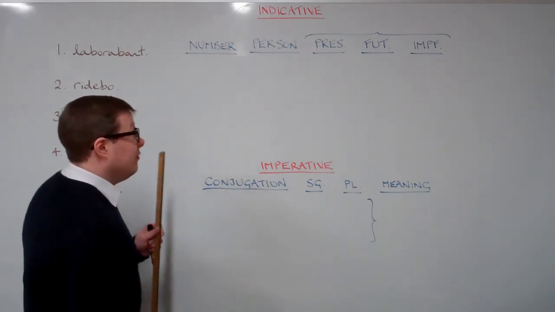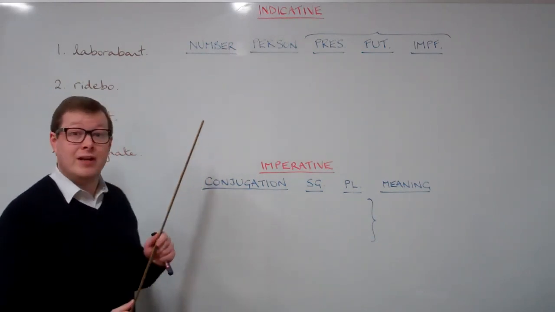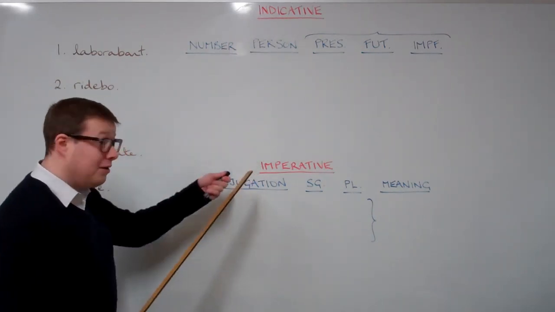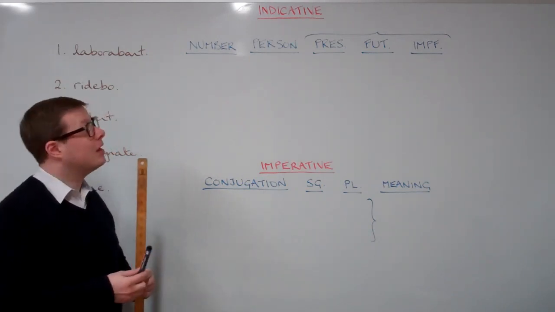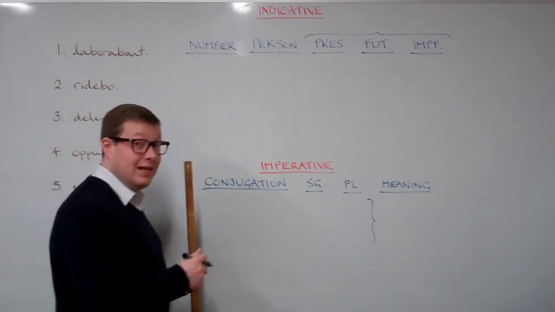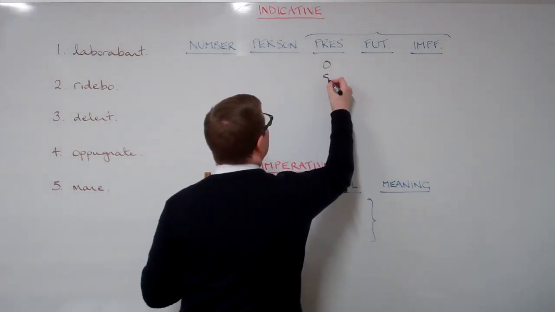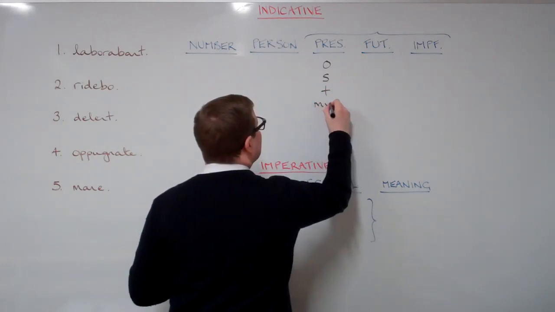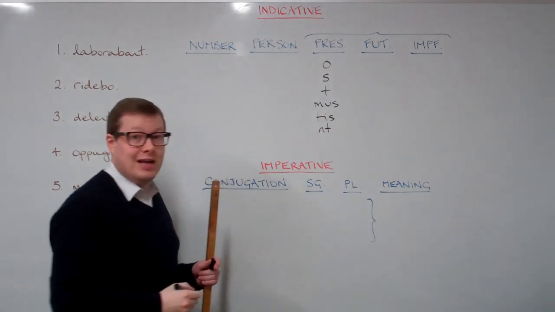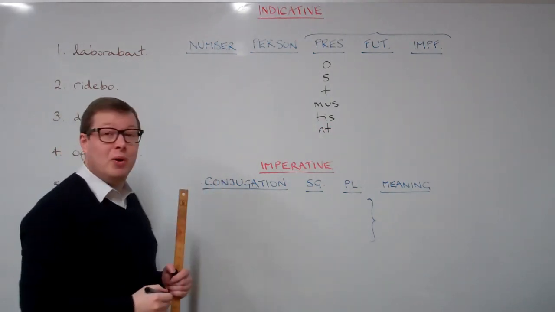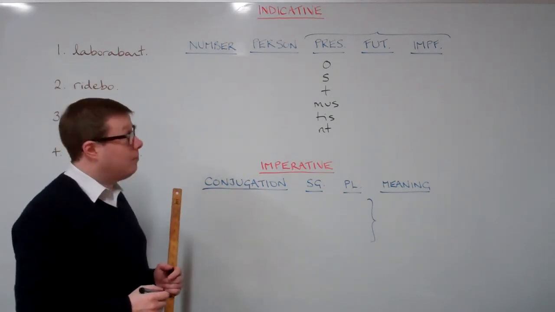The final property we've encountered is mood. The indicative mood is for factual statements, while the imperative mood is for orders, giving instructions. Let's begin by filling in the endings of the present tense. These should by now be pretty familiar, I hope. O, s, t, mus, tis, nt, which, as we learnt right at the beginning of Clarke's Latin 1, chapter 1, correspond to the English I, you, he, she, it, we, you, and they.